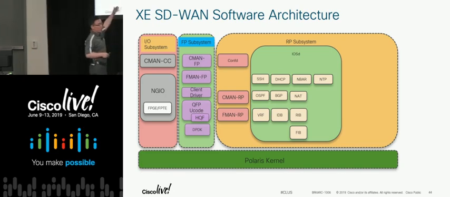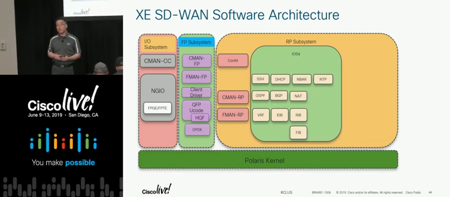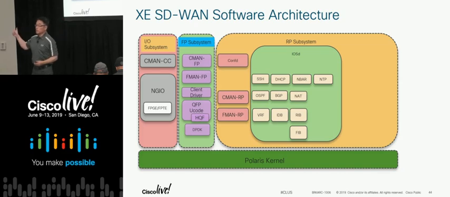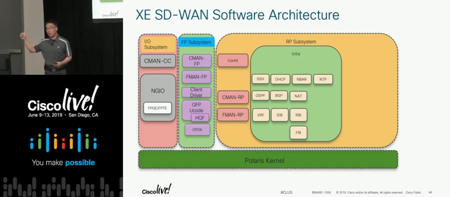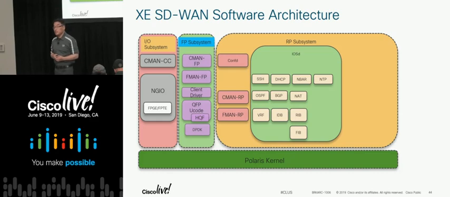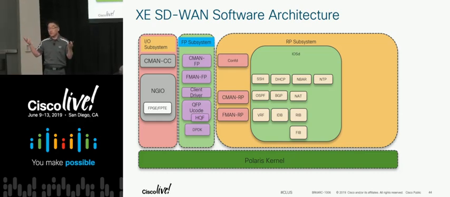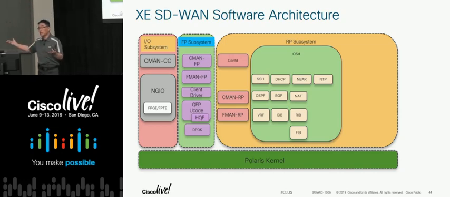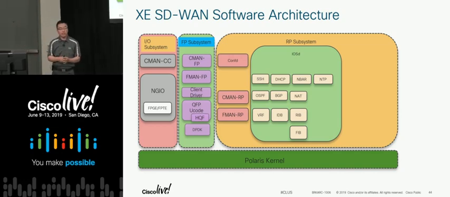You have the Linux kernel. On top of that, there are 3 subsystems. There are RP subsystems running the control plane and managing the system, FP subsystems running the forwarding, the data plane, and the I/O subsystems running the interfaces. On the RP subsystems, you have the CMAN RP, chassis manager on RP, that's responsible for bringing up the system and initializing other processes, and also monitoring the system status, temperature, and voltage information.